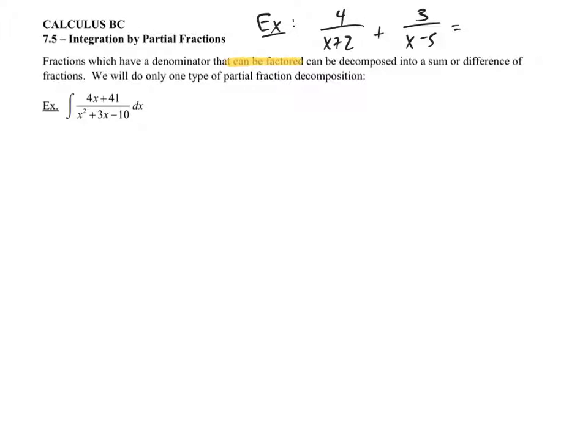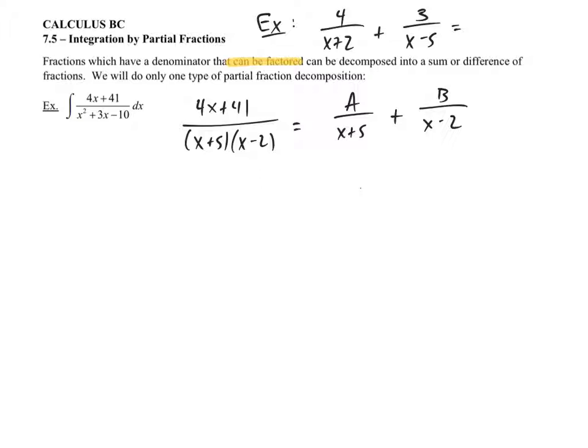To do this partial fraction decomposition, I'm going to rewrite the integrand, 4x plus 41 over, and I'm going to factor the denominator. So x squared plus 3x minus 10 is the same thing as x plus 5 times x minus 2. And I'm going to set this equal to A over the first factor, x plus 5, plus B over the second factor, x minus 2. My objective is to find the values of A and B.